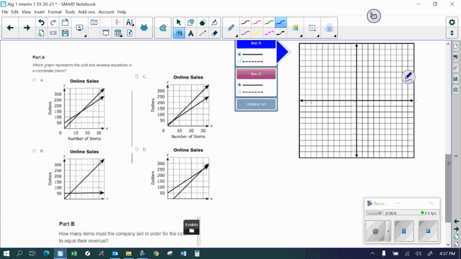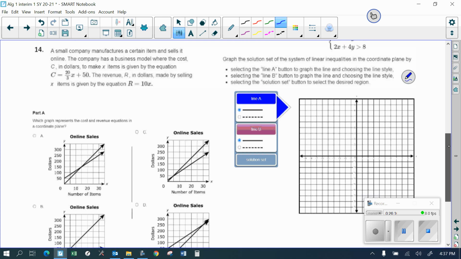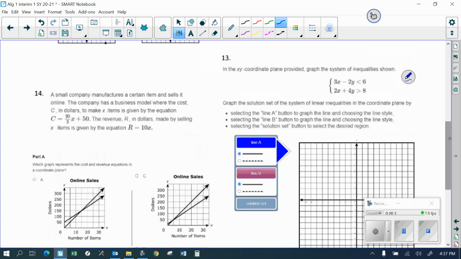Part A, which graph represents cost and revenue equations in a coordinate plane? Right here, number 14. A company manufactures a certain item and sells it online. The company has a business model where the cost, C in dollars, to make x items is given by this equation. The revenue R in dollars, made by selling x items, is given by the equation R equals 10x. So there are my two equations. That's like y equals, and that's like y equals.